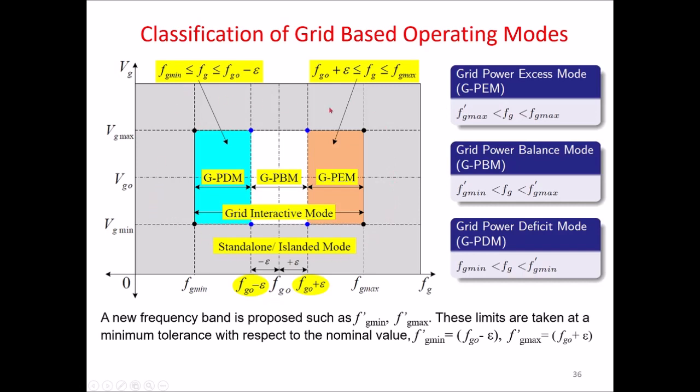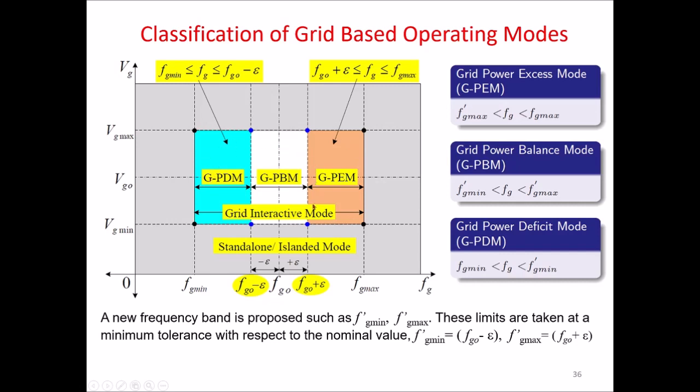Now what is this outside area? The outside area is the one in which the frequency and the voltage are out of limits. For example, the voltage is less than Vg minimum or more than Vg maximum. The frequency is less than Fg minimum, this portion. Frequency is more than the maximum value. So this region corresponds to the standalone mode, and this region corresponds to the grid interactive mode.